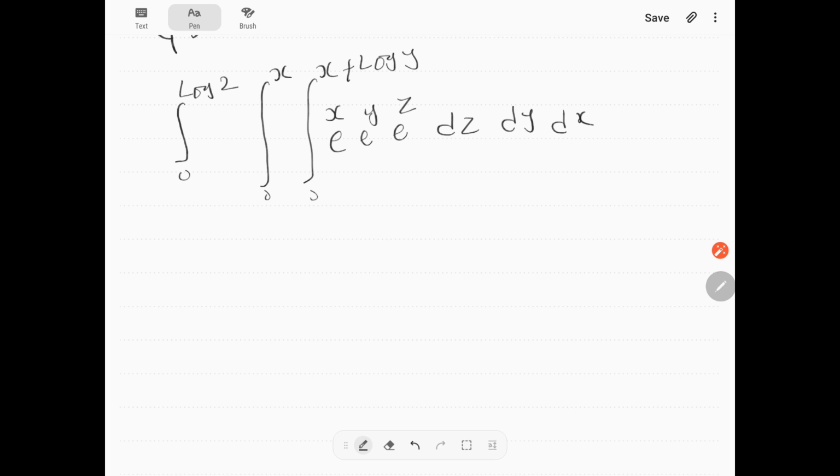We have to evaluate. So first, we'll evaluate this. So integral 0 to log 2.